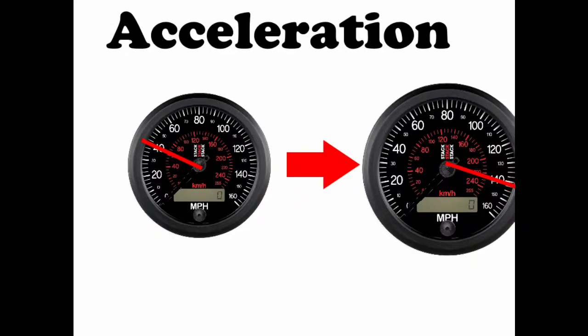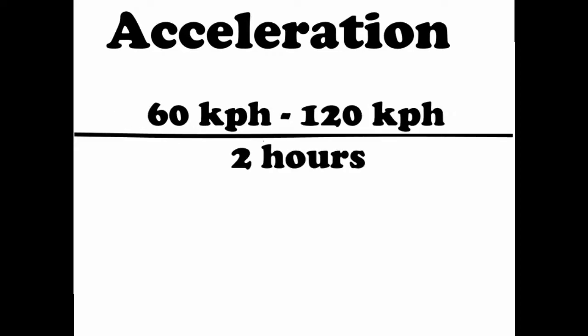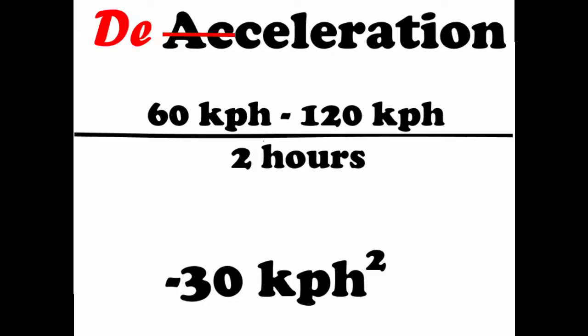Third, acceleration. It is the change in velocity over time, basically how quickly your velocity can change. The formula is ending velocity minus starting velocity divided by time. If your ending velocity was lower than your starting velocity, this is known as deceleration. To make it easier, we will treat velocity like speed in this example.